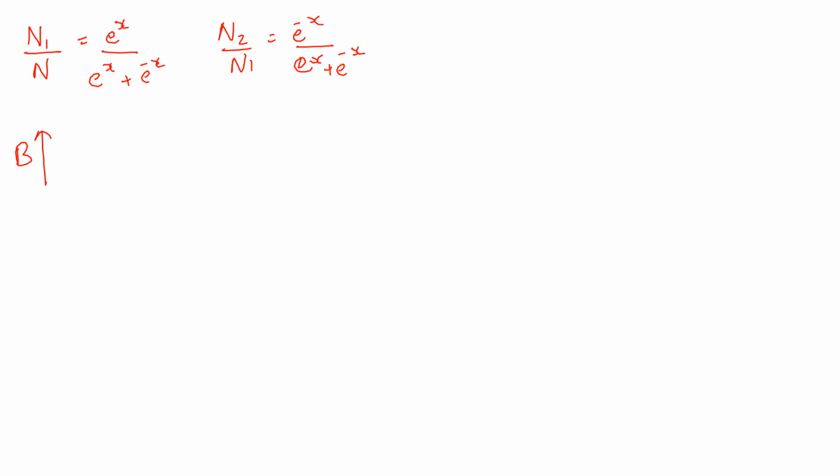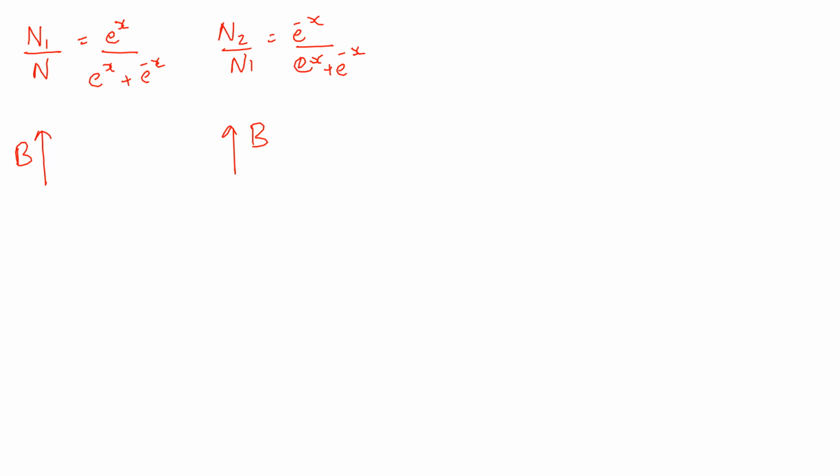Now we have the fractional population n1 by n is e to the power x divided by e to the power x plus e to the power minus x, and n2 divided by n is e to the power minus x divided by e to the power x plus e to the power minus x.